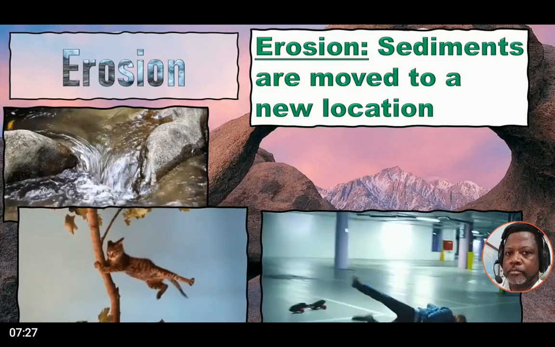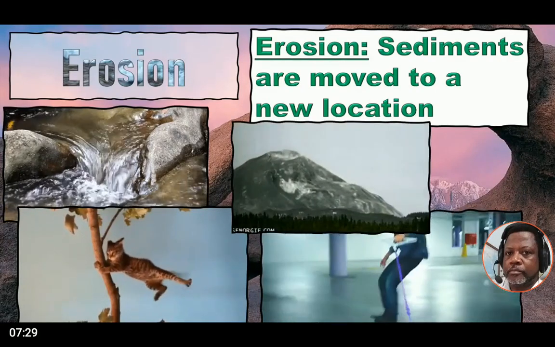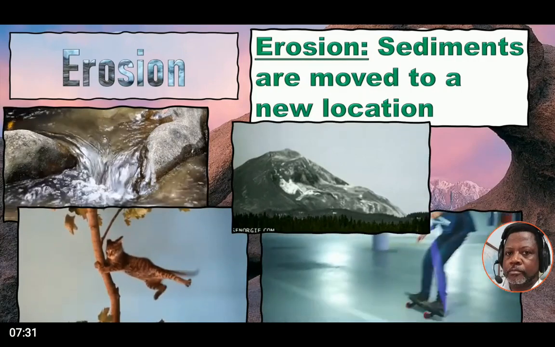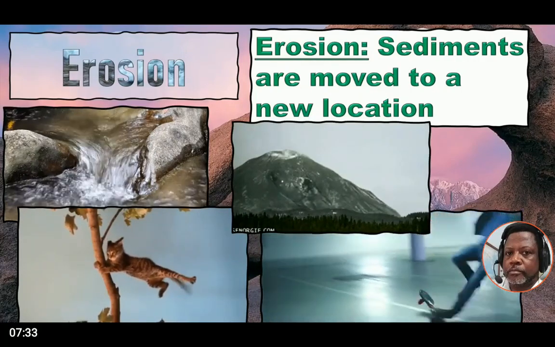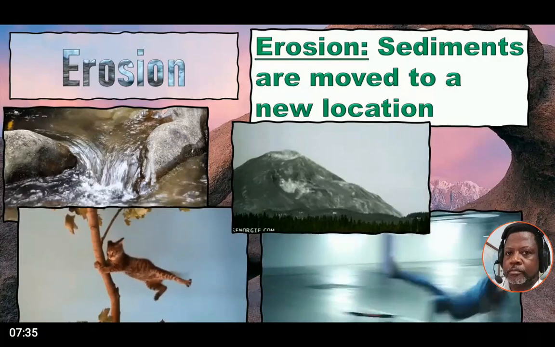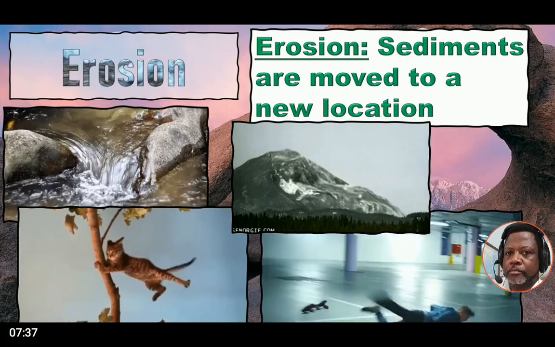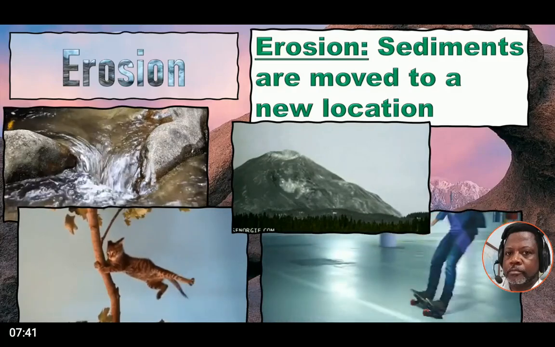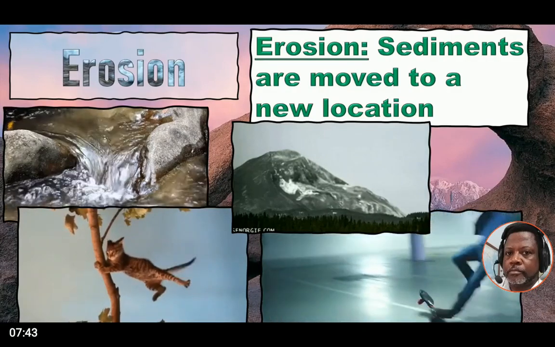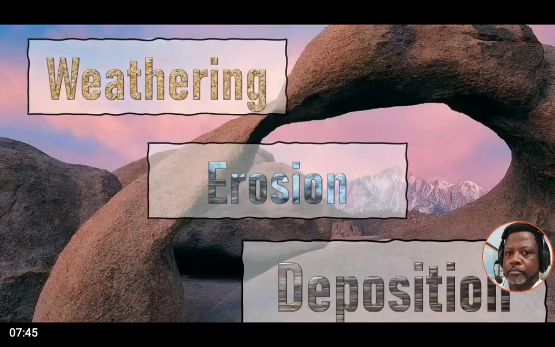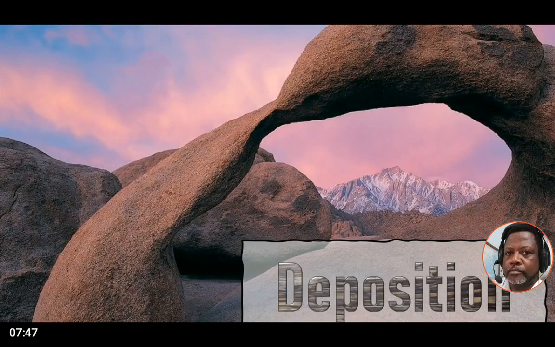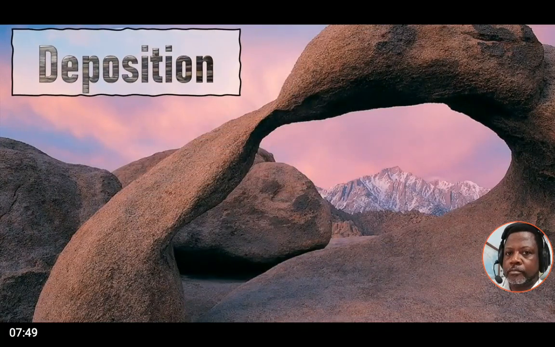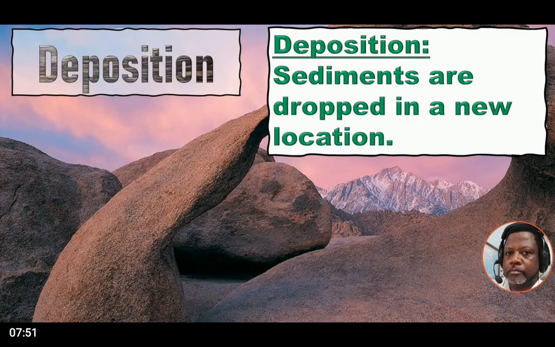And if you get a big enough erosional event, well, then you get a landslide. Landslides are like erosion on steroids. It's erosion gone crazy. But either way, whether you're using water, wind, gravity, or a combination of all three, you end up with sediments in motion. Let's move on next to deposition. In deposition, those sediments are dropped in a new location.